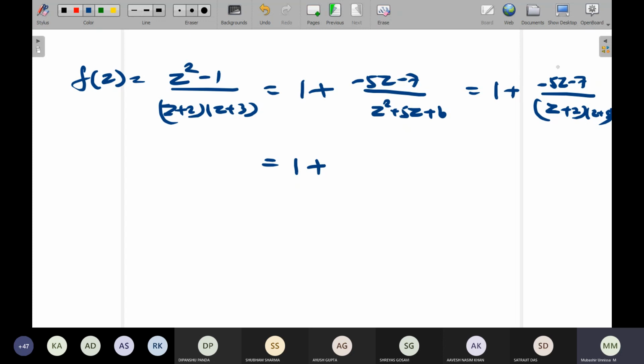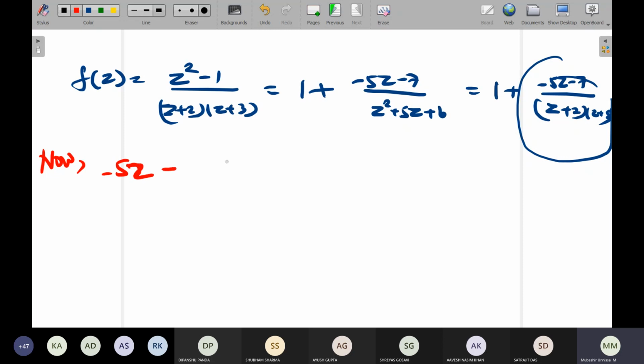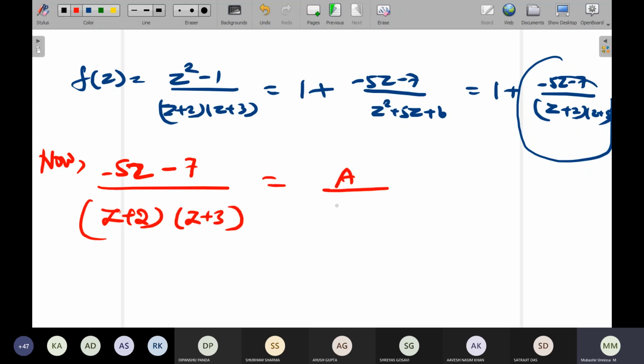Now I'll take this part alone. Minus 5z: if you want, you can take it with the minus sign, or leave the minus sign outside. However you want, you can do. I have the answer for this, so I'll do it like that. Using partial fractions, I'm splitting it as a by z plus 2 plus b by z plus 3.